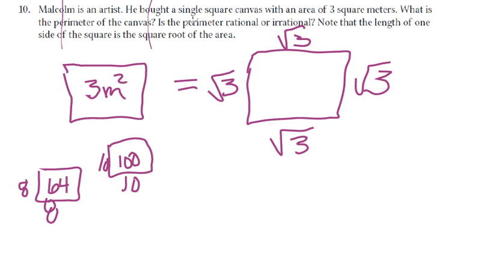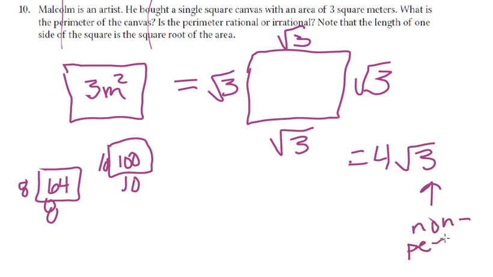So it says, what is the perimeter of the canvas? Well, if you want the perimeter, it's root 3 plus root 3 plus root 3 plus root 3. So that would give us 4 root 3. So 4 root 3, because it contains the square root of 3, is going to be irrational because this is a non-perfect square. And anytime you have something containing a non-perfect square, you're looking at something that is irrational.